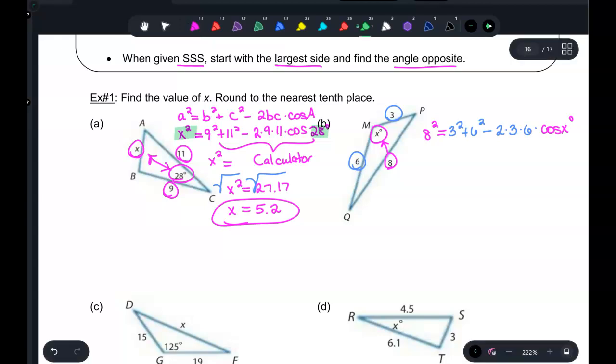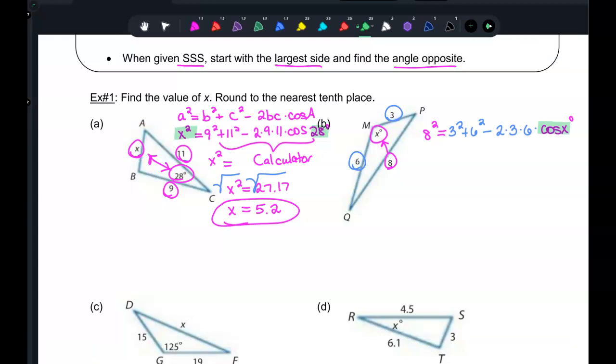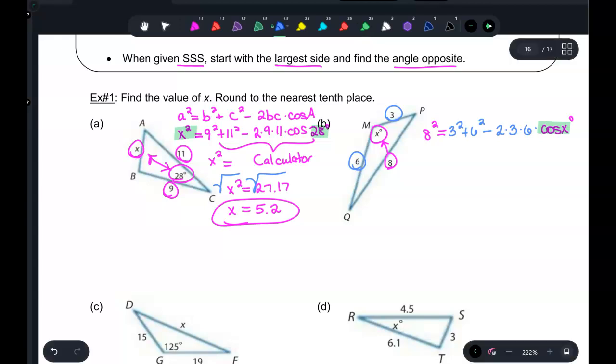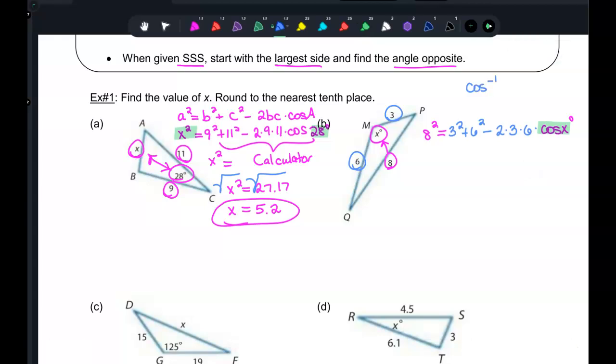Now, what I'm going to have to do is isolate cosine x. Because I'm trying to find the angle measure, I know I'm going to have to use cosine inverse at the very end. But I have to really pay attention to order of operations here. So let's take a look.